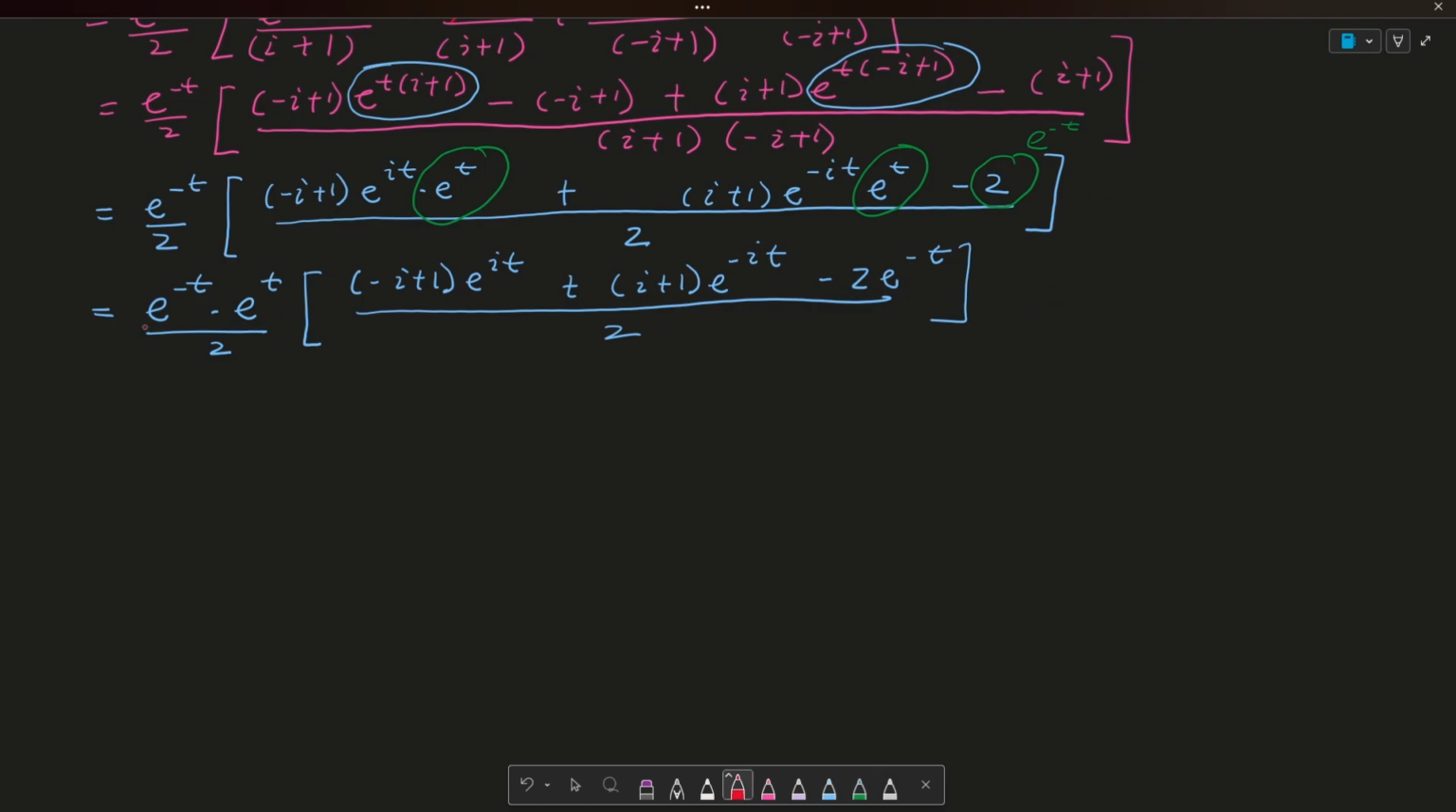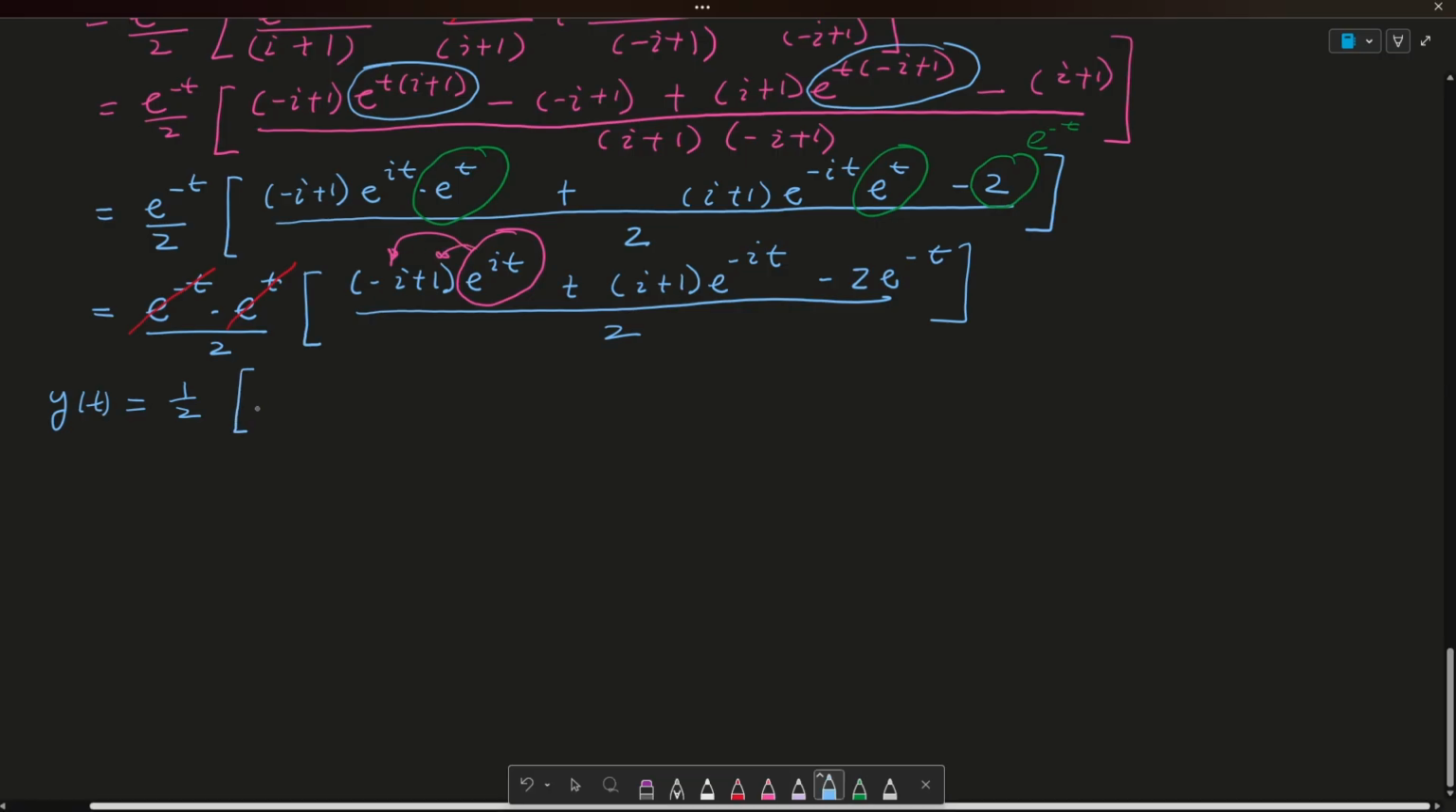And the trick behind doing this is now we can cancel this function and this function. So then now we can say that y of t is equated to 1/2. If I go ahead and distribute e to the it to this value here and here, what I'm left with is times minus i e to the it plus e to the it plus i e to the minus it plus e to the minus it minus 2e to the minus t. This is all over 2.